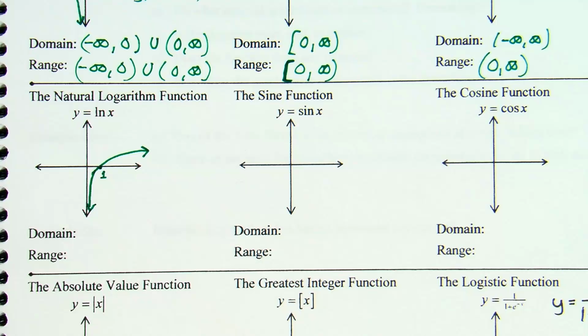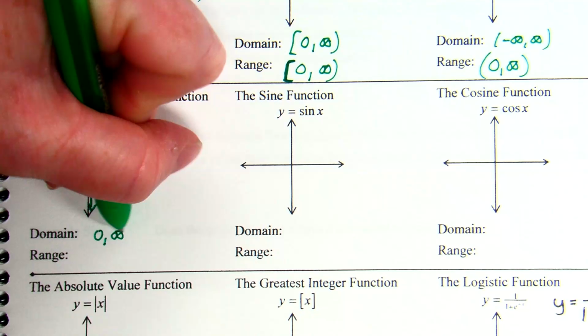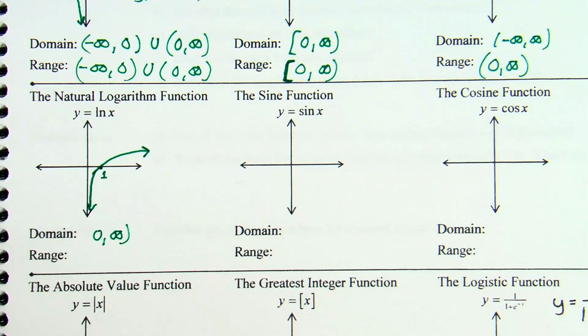Okay, domain. How far left does my graph go? We don't start having x values until 0, to infinity, because my graph is going infinitely right. What are you doing at 0? Parenthesis.